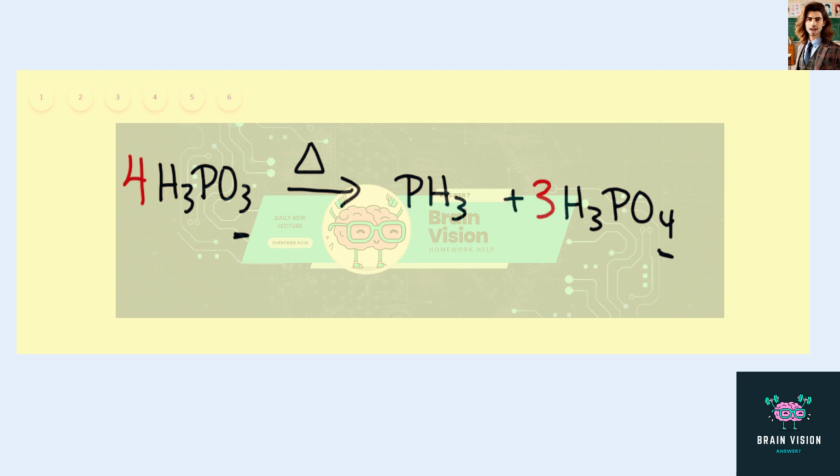Now let's take a look at the hydrogen. We have 4 times 3, which is 12 here, 3 times 3, which is 9, plus 3 more, which is 12. Now let's go back and check our phosphorus. We have 4 here, we have 1 here, and 3 here, which is 12. All of our reactions are now balanced.